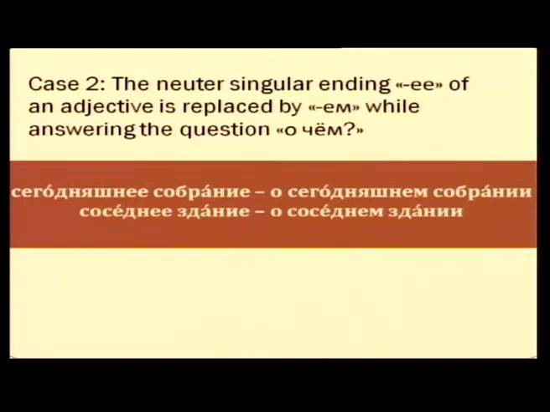Again, we have certain adjectives in the neuter gender which end with ее. They will change into ем, like in the case of сегодняшнее собрание. It changes into о сегодняшнем собрании. Accordingly, соседнее здание changes into о соседнем здании.